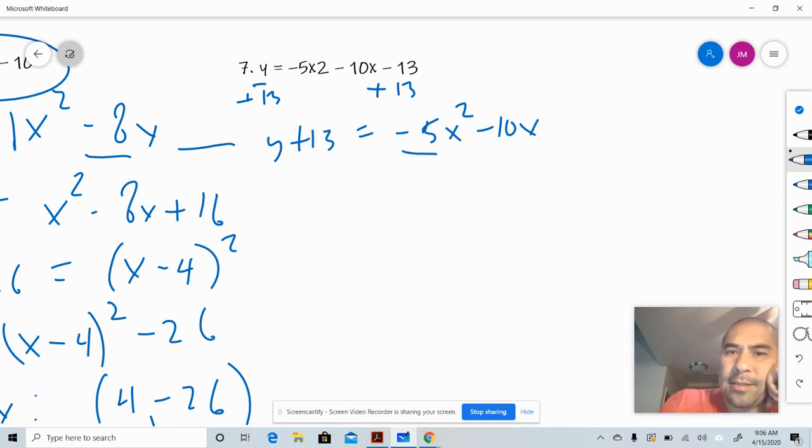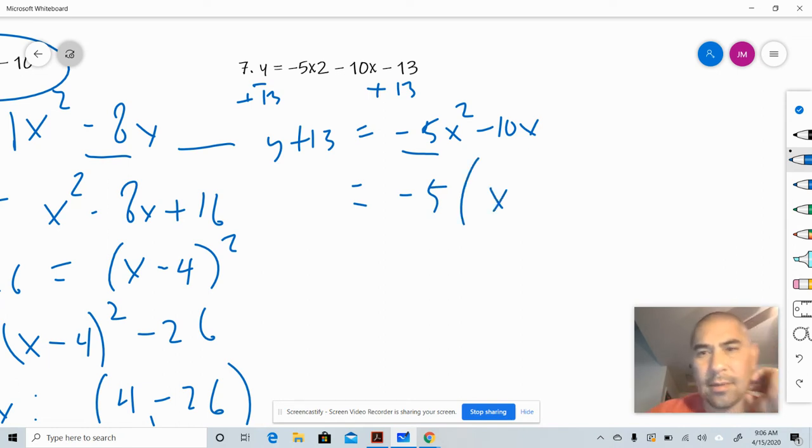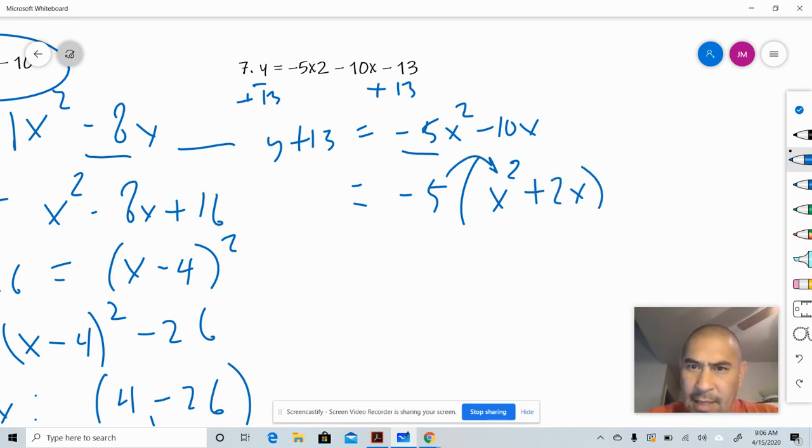And then turns out that's not a 1, so I need to deal with that. So I'm going to factor out this -5, and I'm going to change the leading coefficient of the new trinomial into a 1 here. So that's plus 2x. So let's see if I factored that correctly. -5 times x squared is minus 5x squared. Minus 5 then times 2x is -10x. So it looks like that's right.